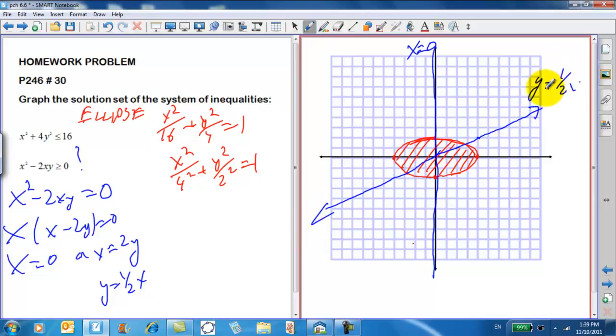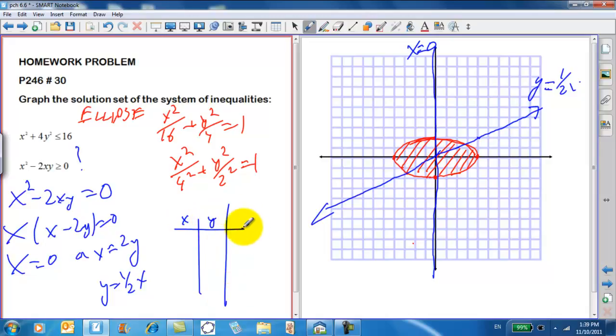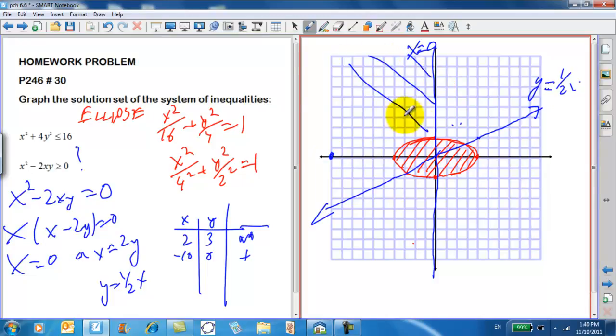Now, to know which way to shade, the plane is divided into 4 sections, and we should try a point in each section. I'm going to make a little chart here so you can see what's going on. Let's try a first point in this section. Looks like 2, 3. Oh no, I'm looking at x squared minus 2xy. That ends up being negative, so that does not work. Now we can try negative 10, 0. Negative 10, 0 works fine. That's 100, so yes. So that whole region is going to get shaded.